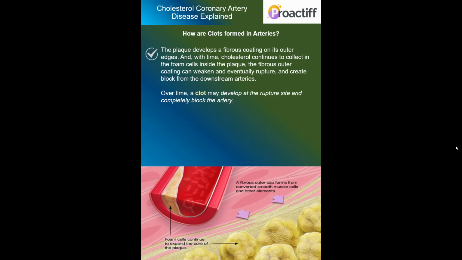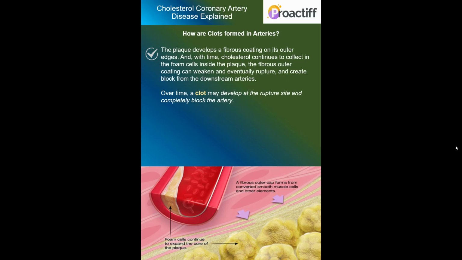How are clots formed? Further, the plaque that gets deposited develops a fibrous coating on its outer edges, and with time the cholesterol continues to collect in these foam cells inside the plaque. The fibrous outer coating would weaken because of the continuous pressure and the buildup of the plaque from inside, and eventually rupture, and this would create a block in the downstream arteries.